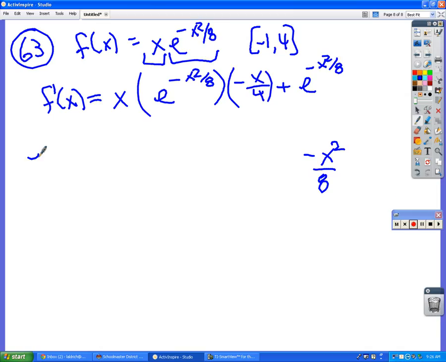Yep, I can factor out an e to the negative x squared over 8. If I do that, so I pull this out, what do I have now? Negative x squared over 4. Okay, plus, if I factor out an e... x squared? Yeah, because this x and this x is the negative x squared. Plus, if I factor out an e to the negative x squared over 8 from there, what do you get? 1.